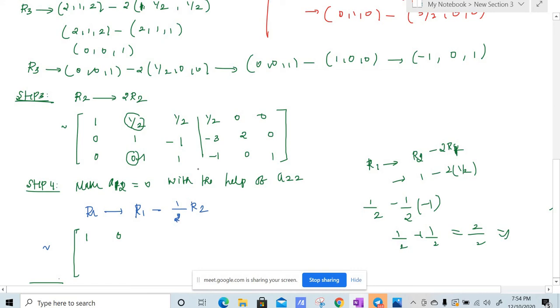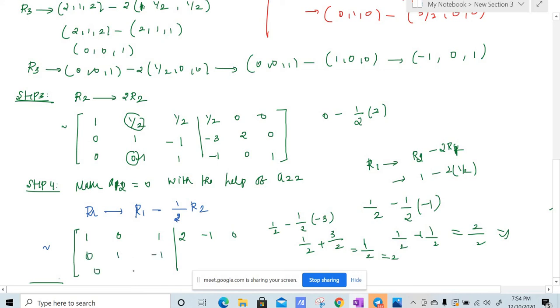So R1 minus 1 by 2 R2, this will be 1, and here R1 is transformed to R1 minus 1 by 2 R2. So this will be 1 by 2 minus 1 by 2 into R2. So it is minus 3 here. So 1 by 2 plus 3 by 2, which is 4 by 2, which is equal to 2. So this number will be 2, and here 0 minus 1 by 2 into 2, which is minus 1, and here it will be 0, and these rows will remain as it is. 0 1 minus 1 0 0 1, and minus 3 2 0 minus 1 0 1, right?